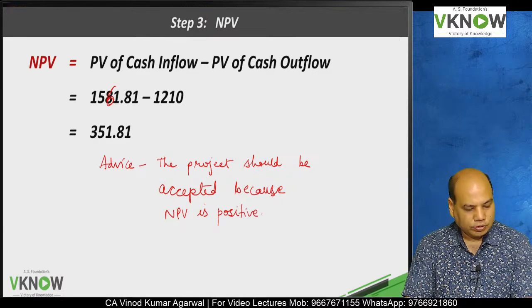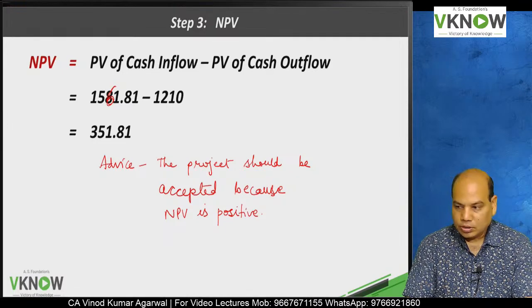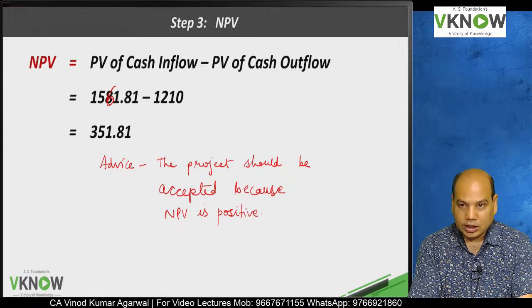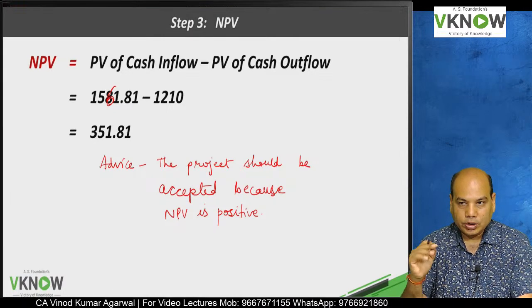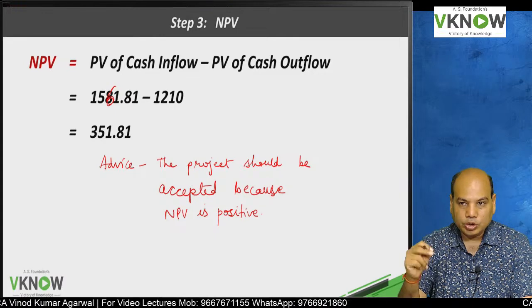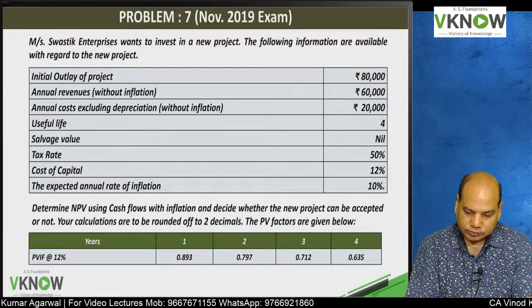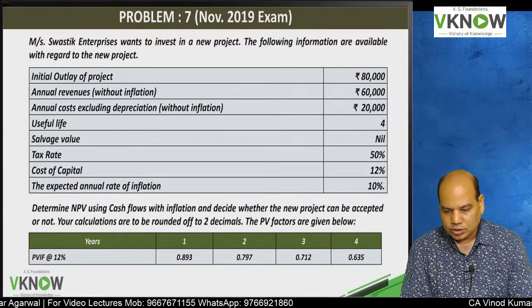I have solved this question by both ways. Very important question. Even if you are asked real cash flow technique, first you have to find CFAT in nominal terms, because tax is to be computed. Very good. Now we'll go to question number 7.